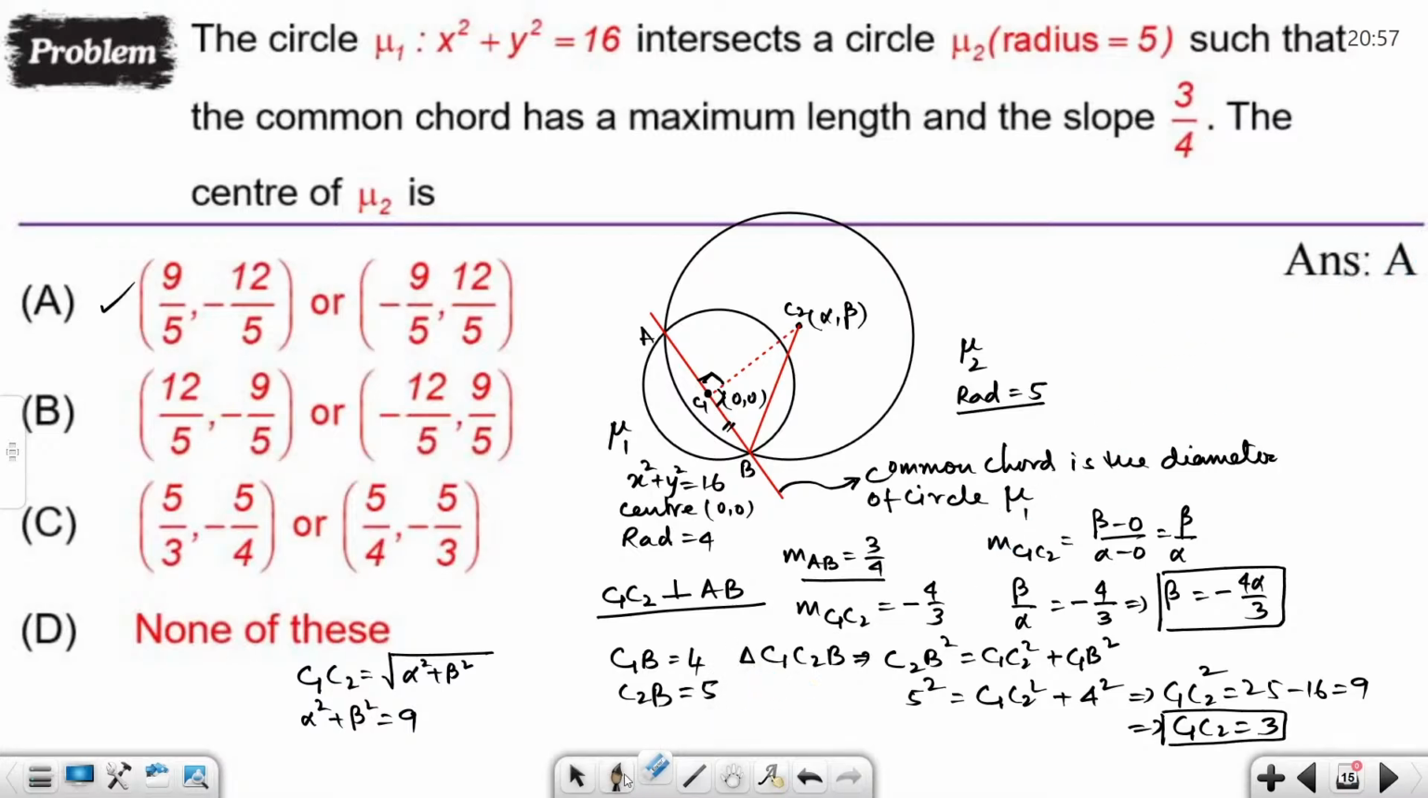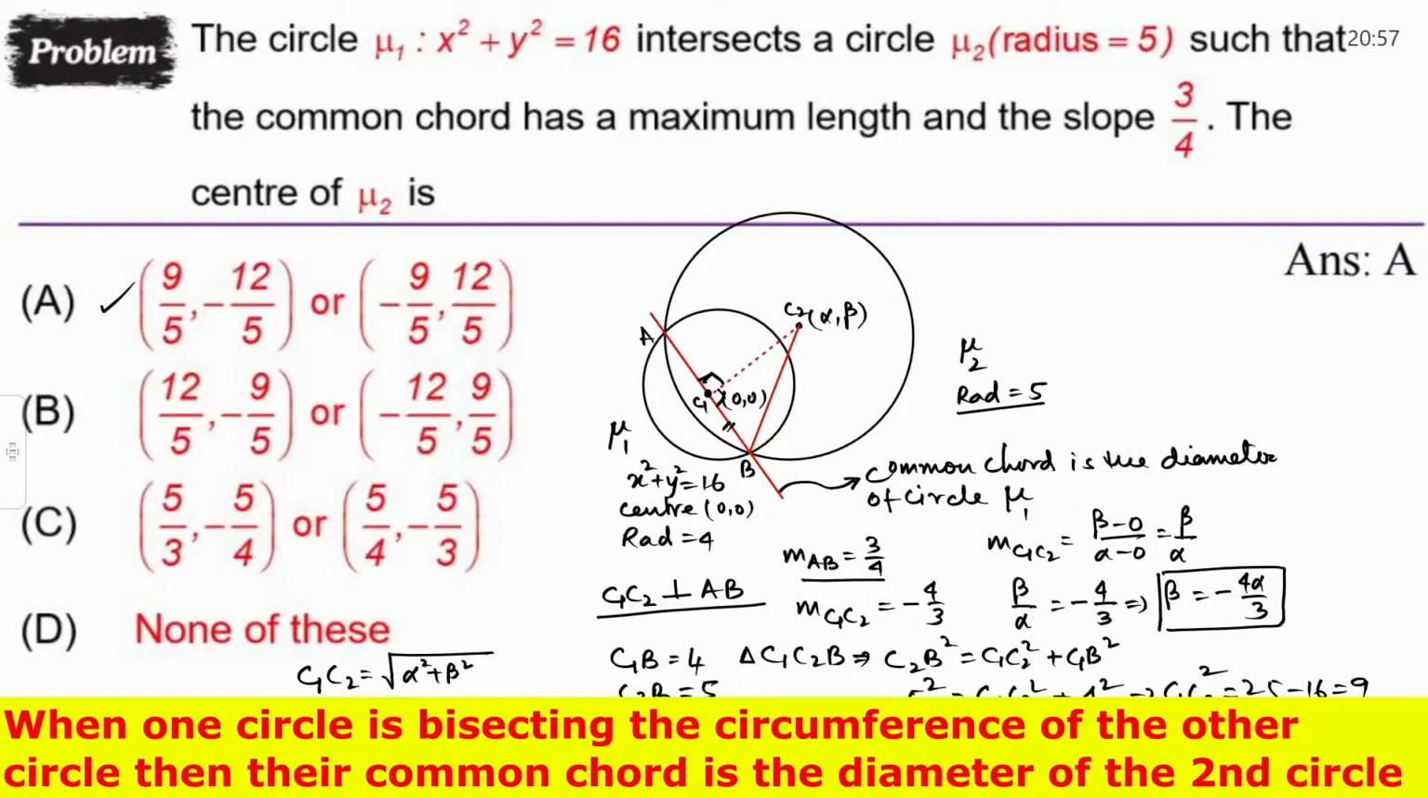Okay, so always remember what we have learned from this problem: whenever this kind of problem is given, two things you must remember. Whenever they say that one circle is bisecting the circumference of the other circle, then the common chord will be the diameter of the first circle. This way you remember, because I have done one sum of this kind.